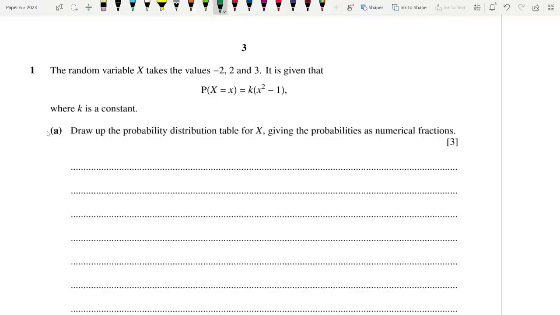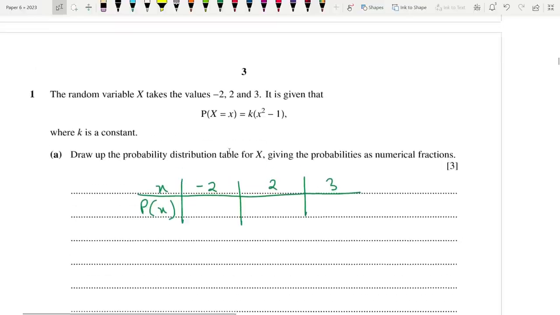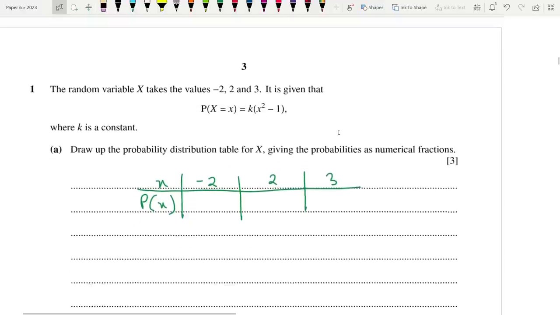So the random variable x takes the values minus 2, plus 2, and 3. So the table should be like this: x, and the probability of taking x. So what are the values of x? It is minus 2, 2, and 3. Okay, now we need to find out the probabilities.